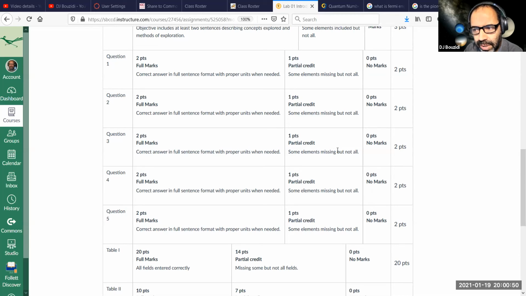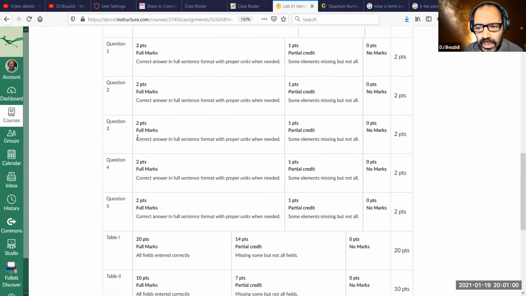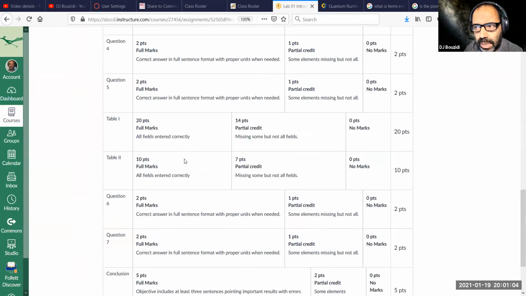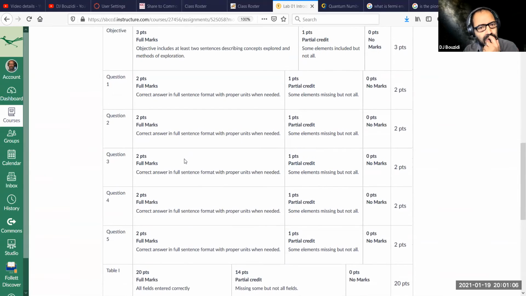If I got the wrong answer, if I have no units, and if I have everything not correct on it, then this is how much I'm going to get on this question. This is question 3. There are a bunch of questions in here, and basically you could follow the rubric and actually grade yourself. I don't even have to grade you myself, okay?